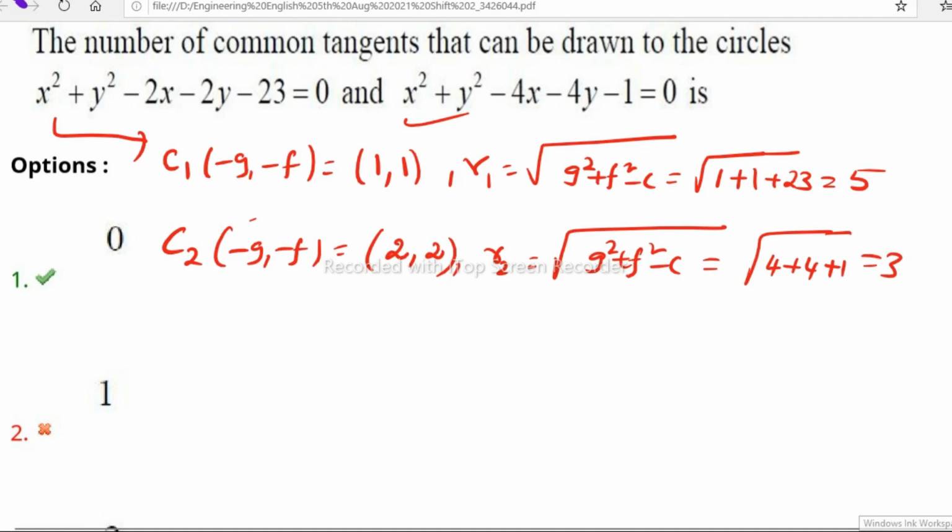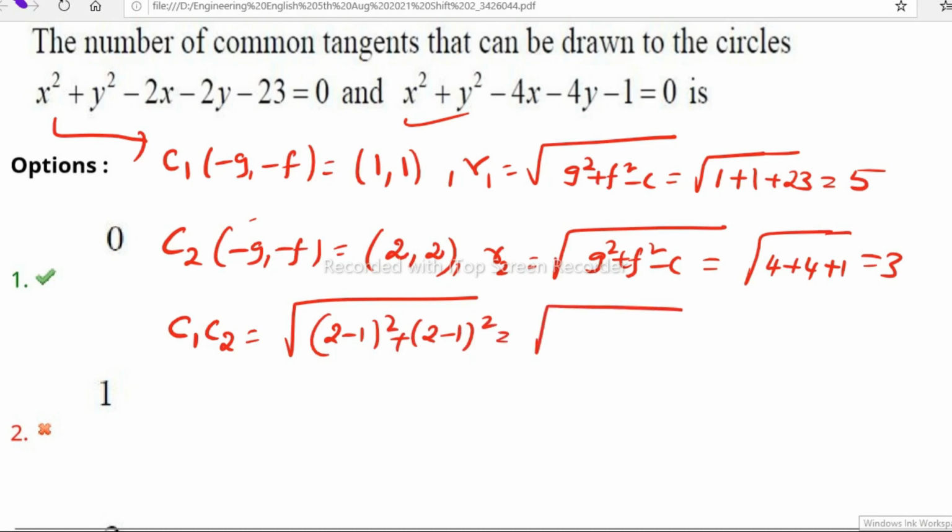The centers are C1 and C2. Now we have to find the distance between the centers, C1 and C2. The distance between the 2 points is √((2 - 1)² + (2 - 1)²). 2 minus 1 whole square, 2 minus 1 whole square. 1 squared plus 1, that is 1 plus 1 is 2. This is root 2. Okay now?